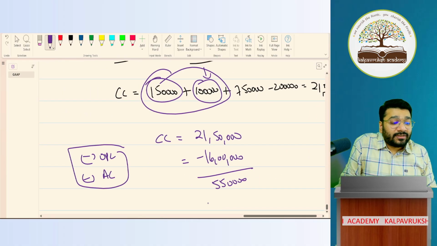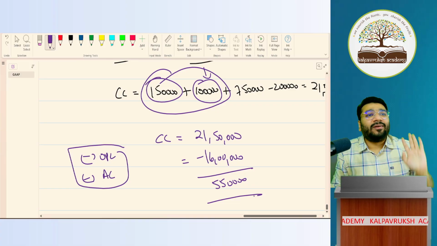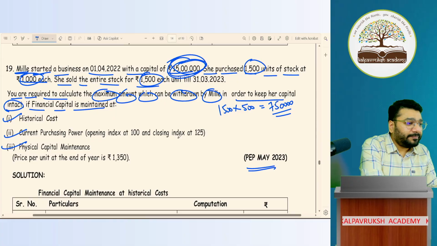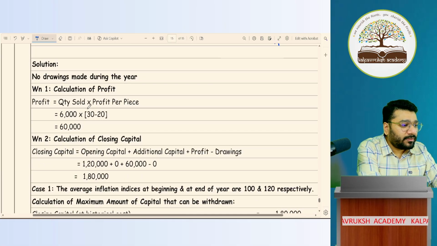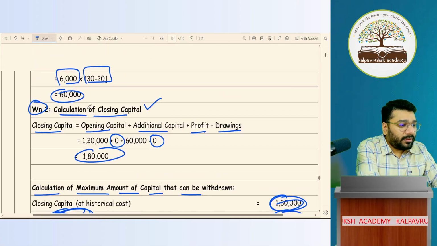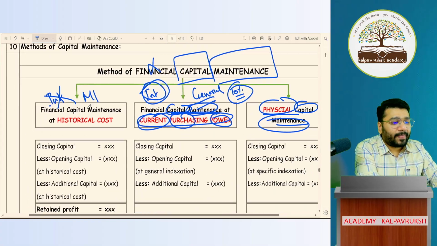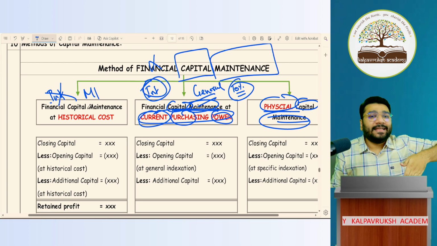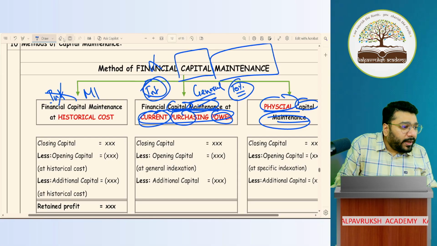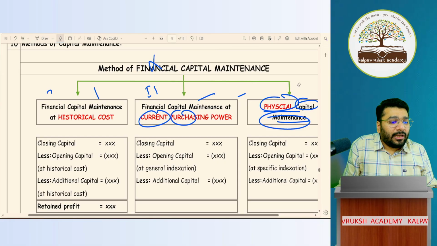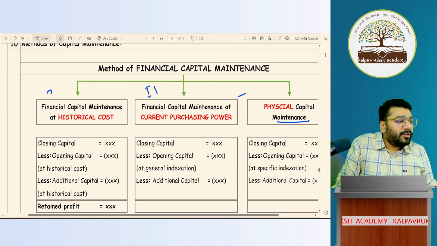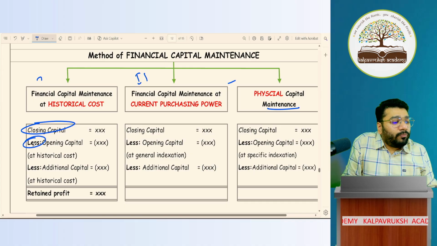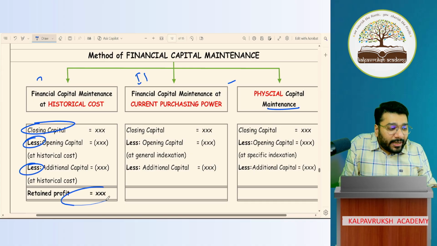Actual profit is how much? 750. But in the 2 lakh withdrawn, how much is balance? 550. If you come back to the format here, in my notes, in the beginning itself, I gave a drawing. What are the 3 types of capital maintenance? You don't have to go through all the below points in the exam. In the exam, if you go through the chart alone, and below the chart I've given the format, this is more than sufficient. From closing capital, I'll minus opening capital and additional capital to get the retained profit.